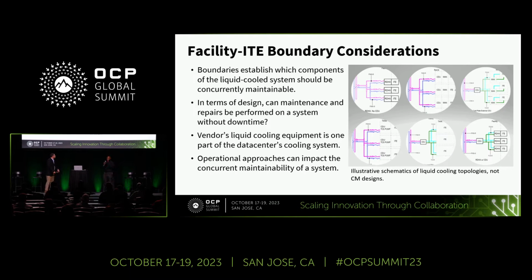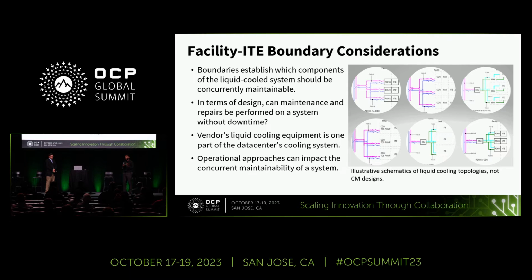Thanks, Ryan. So in the white paper, we went through a sequence of activities. The first of them was to define the boundary between the facility and the ITE. So where is that line of demarcation? Now that's going to be different for each topology, as you can imagine. But what we wanted to get across in the presentation is the philosophy behind this exercise, right? So the boundary would establish what components of the liquid-cooled system would need to be concurrently maintainable.